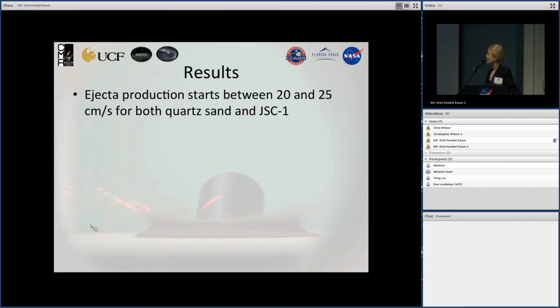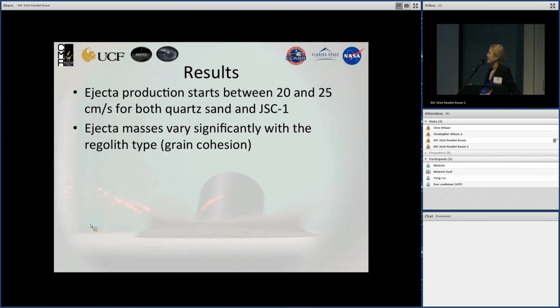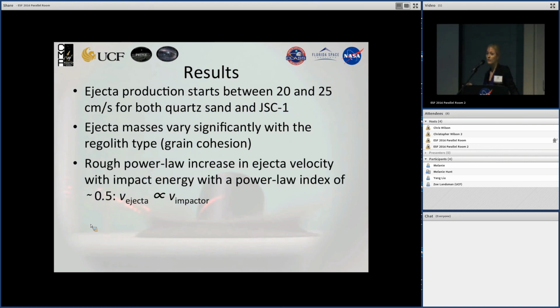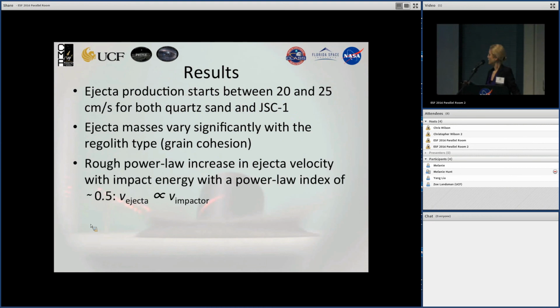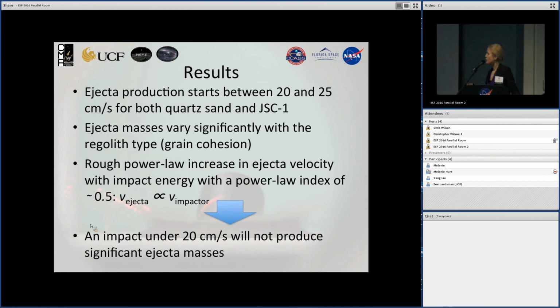Then for ejecta production results, between 20 and 25 centimeters per second, we see the start of producing the ejecta. The ejecta masses vary significantly depending on which grain type you have. And then we see the rough power law that I showed: the mean velocity of the ejecta is about proportional to the velocity of the impactor.